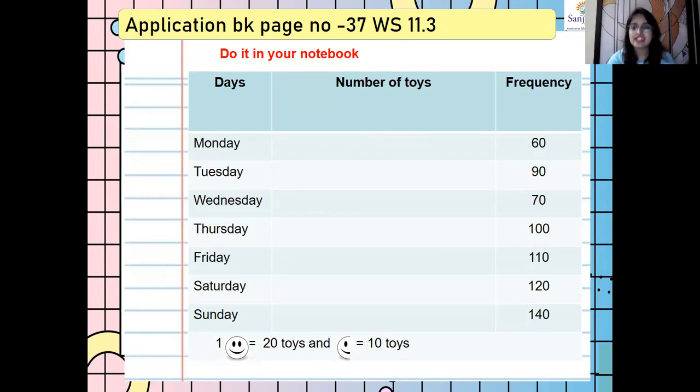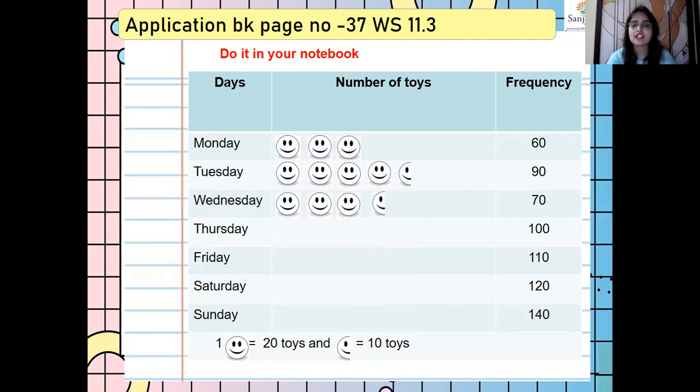Okay, now 60 is there, so 60 divided by 20, 3 smileys you will draw. 90 is there, 90 divided by 20 you cannot do. So what you will do, for 80 you will draw 4 smileys, and for 10 you will draw a half smiley. So 4 full smileys and 1 half smiley, that will be 90. Again for 70 you will be drawing 3 full smileys, that is 60, and 1 half smiley, that is for 10. So 60 plus 10 is 70.